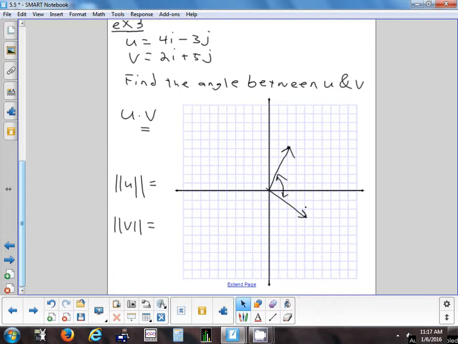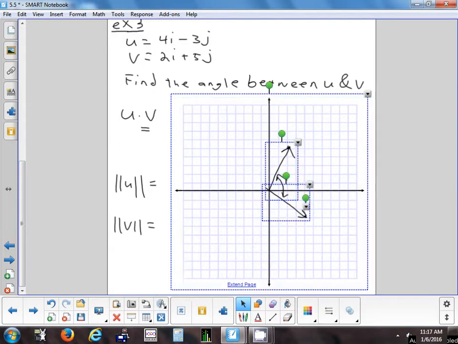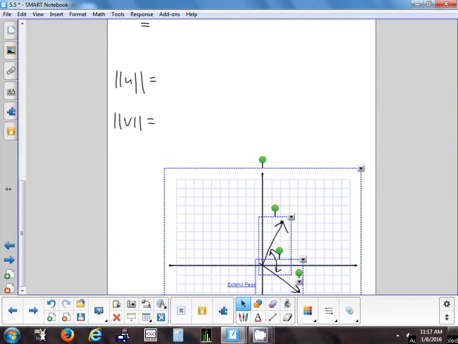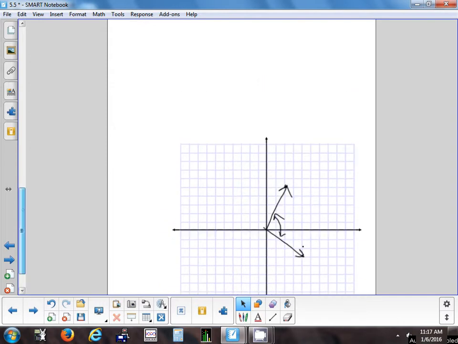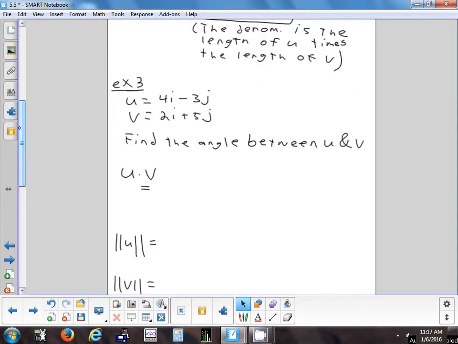All right, so what I'm going to do is just move all this down. First thing we need is our dot product. Paige, can you set up my arithmetic to find the dot product?